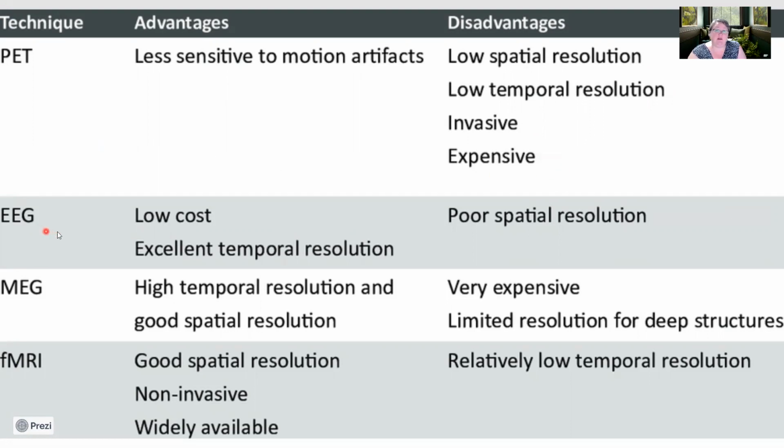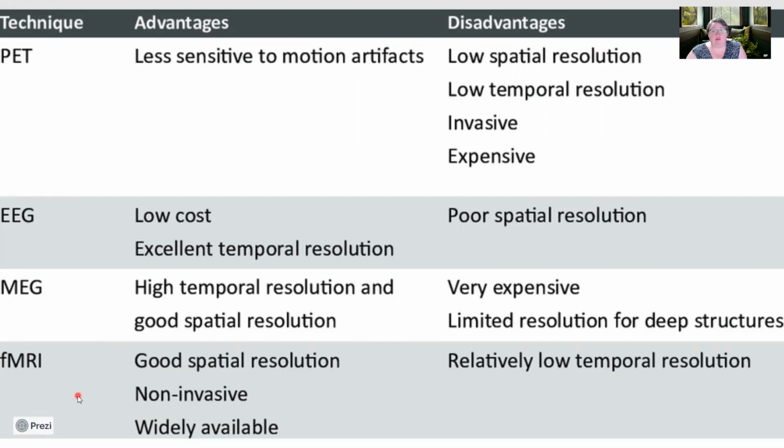An EEG, a really awesome benefit of that is it's lower cost, and it has excellent temporal resolution. However, it has poor spatial resolution. An MEG is a high temporal resolution and good spatial resolution, but it's very expensive and limited resolution for deep structures. fMRI has good spatial resolution, is non-invasive and widely available, but it has a relatively low temporal resolution.